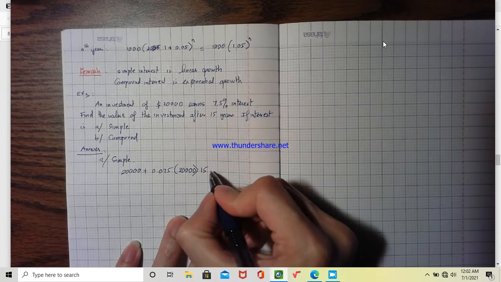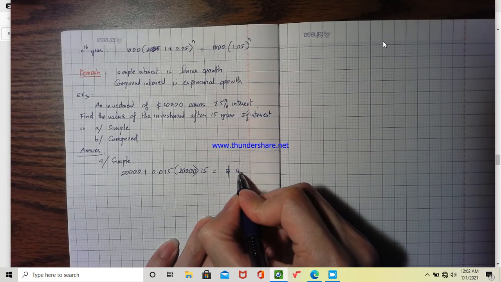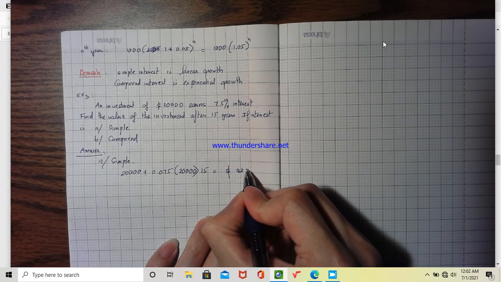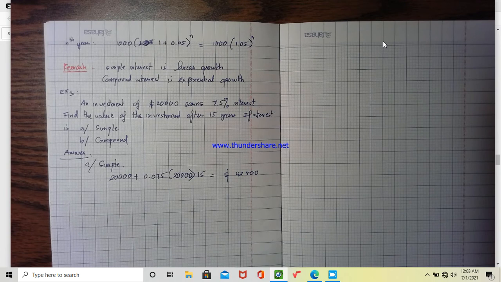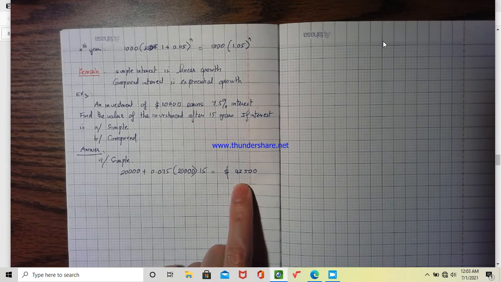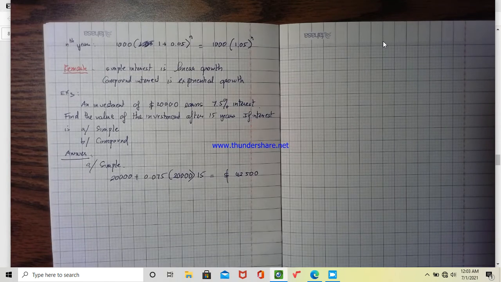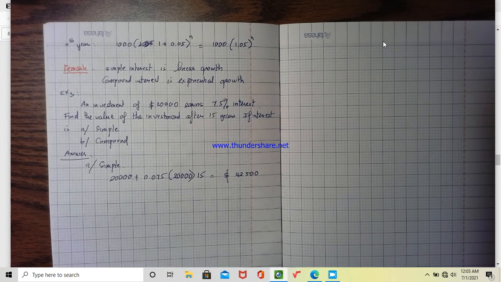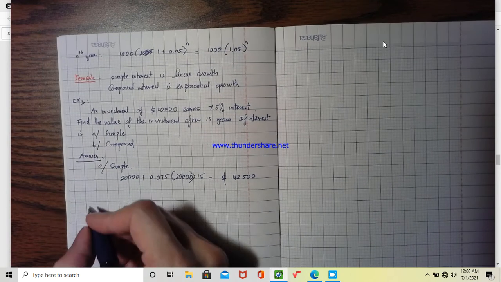So after 15 years, the amount of money you have from the investment is $42,500. It's very good, though. You just invest 20,000, and after 15 years you have more than double. I don't know who's going to pay this. Probably the life insurance, or probably you playing stocks or something like that. There's a certain type of life insurance that pays you that much.